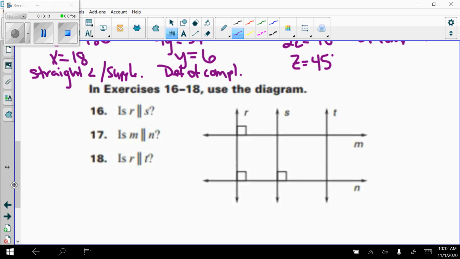Well, R is perpendicular to N, but S is also perpendicular to N. And remember, we had that theorem that said if two lines are perpendicular to the same line, then those two lines are parallel to one another. So here I could say yes, because both R is perpendicular to N, S is perpendicular to N. Therefore, we had that theorem that said those two lines are parallel. So R parallel to S.